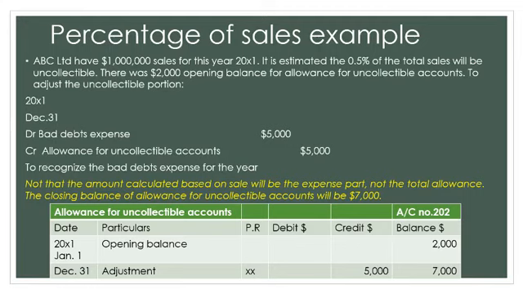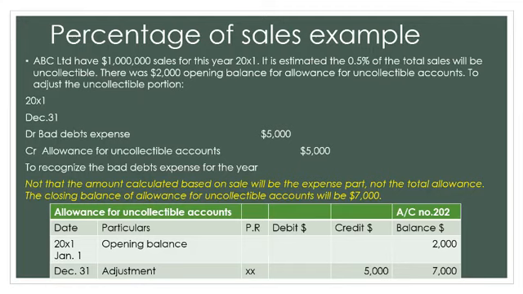So, percentage of sales example. Here we have ABC Limited with $1 million sales for the year 20x1. It is estimated that 0.5% of the total sales will be uncollectible. There was a $2,000 opening balance for the allowance for uncollectible accounts. To adjust, this will be the journal entry: debit bad debts expense, and credit allowance for uncollectible accounts.